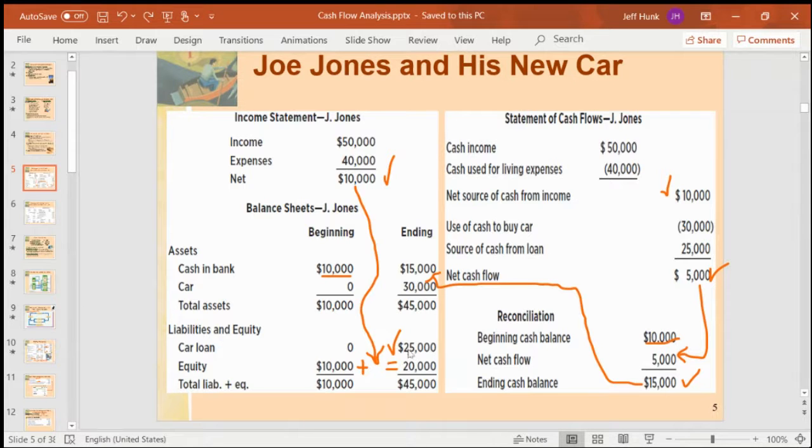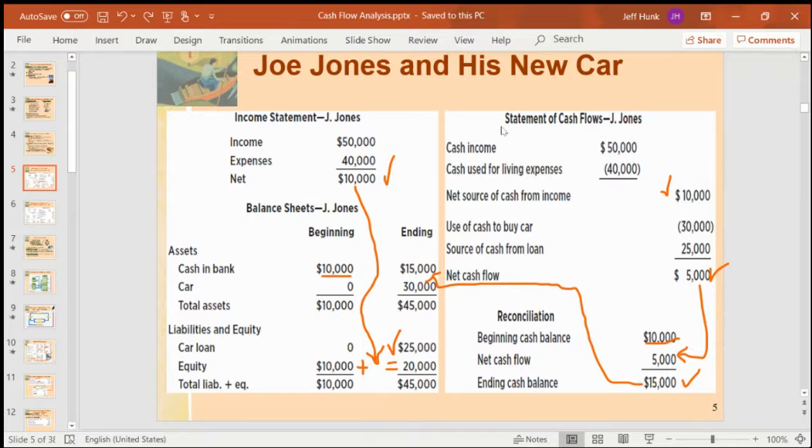and out of his 45,000, it looks like 25,000 was the loan. Then obviously the difference is 20,000, which is equity, and out of this 20,000, 10,000 was the increase from the net income, which is purely equity. So his total liabilities and equity is also 45,000. They must be balanced, right? Total assets and total liability side must be balanced. That's why it's called a balance sheet.